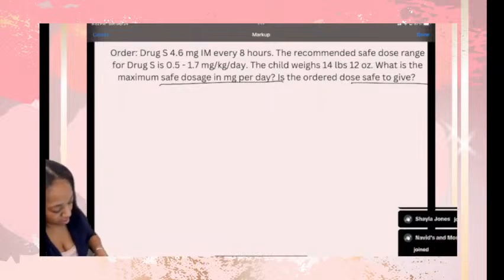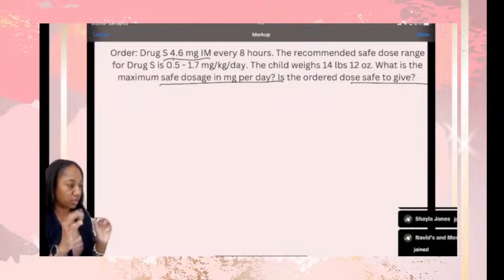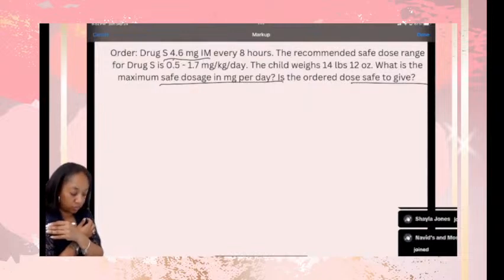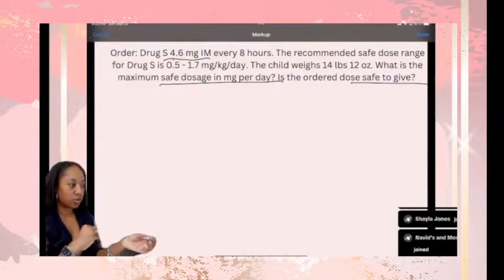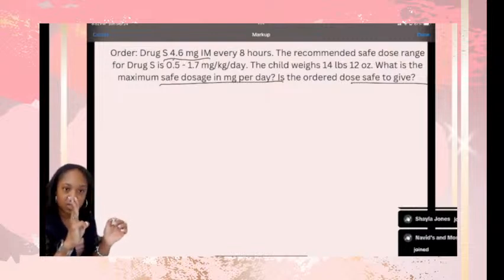And this is per day, alright? So our order says we are giving a medicine, drug S, whatever it is, 4.6 milligrams into the muscle every 8 hours. So you divide 24 by 8, that means that there are 3 doses in one day, okay?